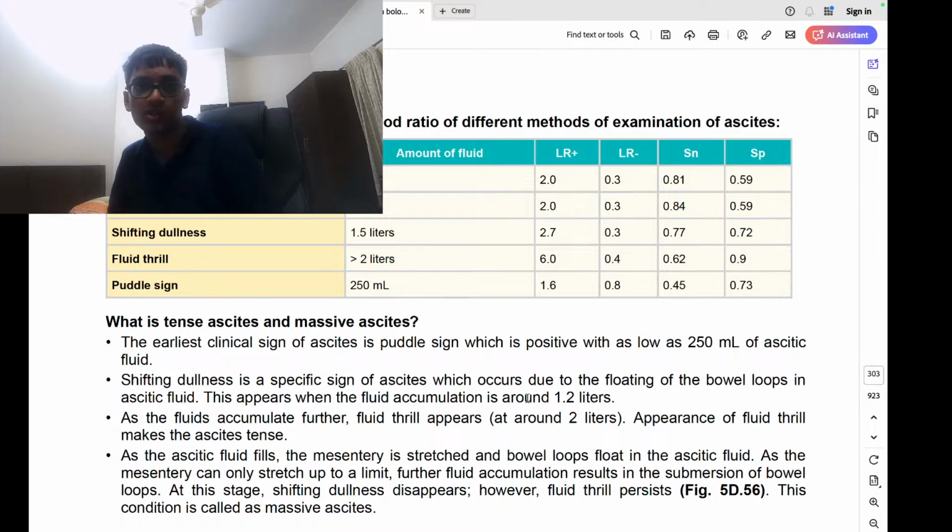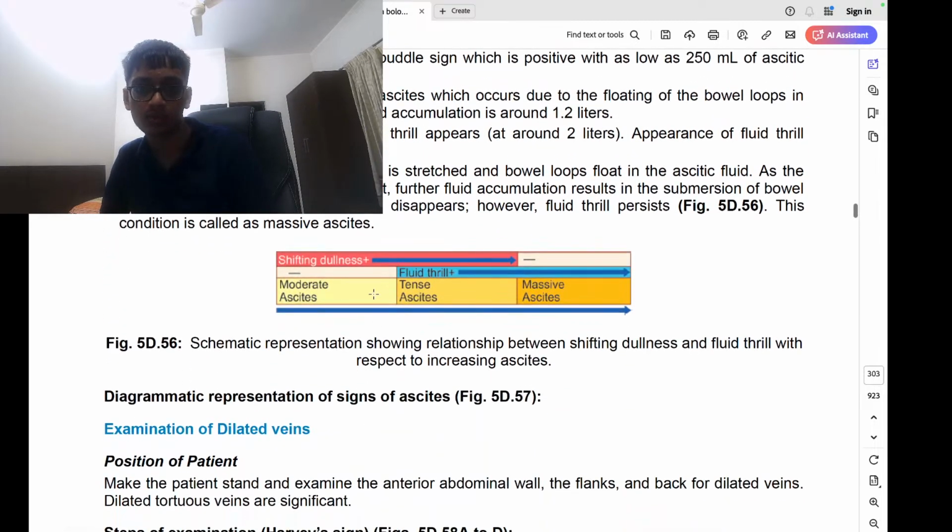Then you have sensitivity ratio. Okay, but before that, I'll show one thing. Shifting dullness is positive in moderate ascites and tense ascites, but not in massive ascites. Fluid thrill is positive in tense ascites and massive ascites, but not in moderate ascites. Okay, that thing you should remember.